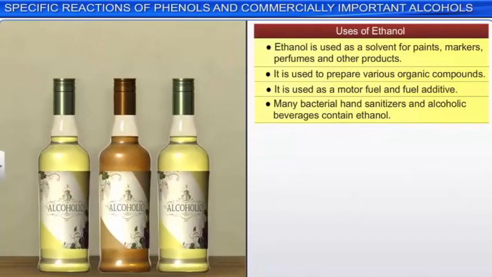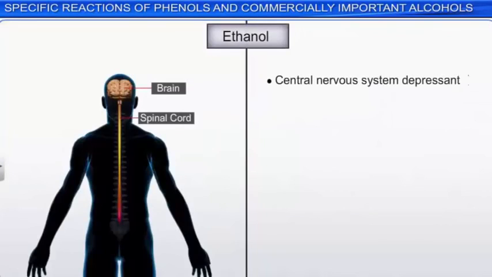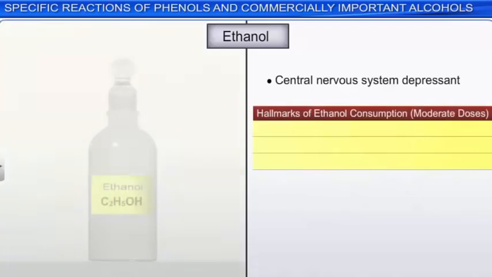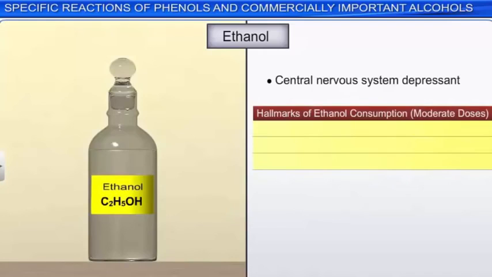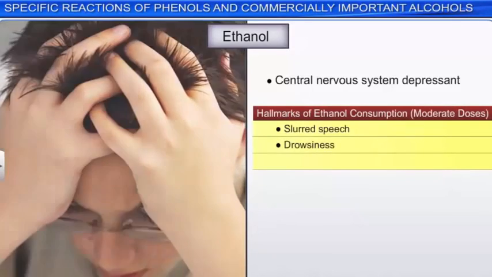Ethanol is a central nervous system depressant. In low doses, it leads to fewer inhibitions and reduced concentration. Poor judgment and slow reflexes are also hallmarks of ethanol consumption. In moderate doses, ethanol can cause slurred speech, drowsiness, and damage to the liver and the gastrointestinal tract.